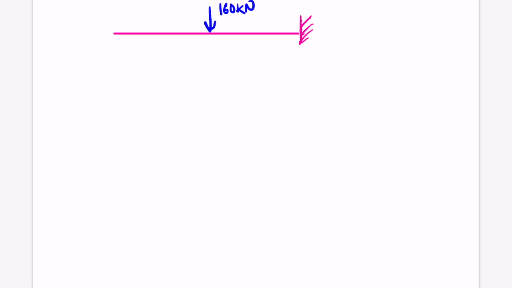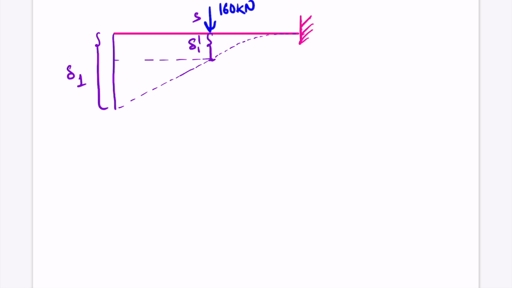Let's make the deflected shape for this beam. So it will be curved till this point of S, and after that it will go as a straight line since there is no loading here. Now we need to find this value, and this is delta 1. So this total length we need to find out. So this length is the sum of this length, let's call it delta 1 dash, and this length, which is delta 1 double dash.